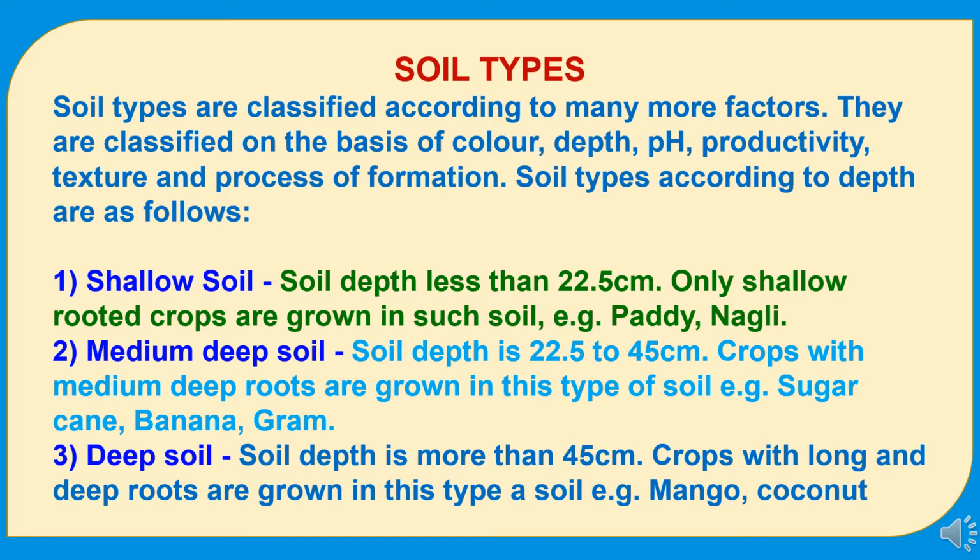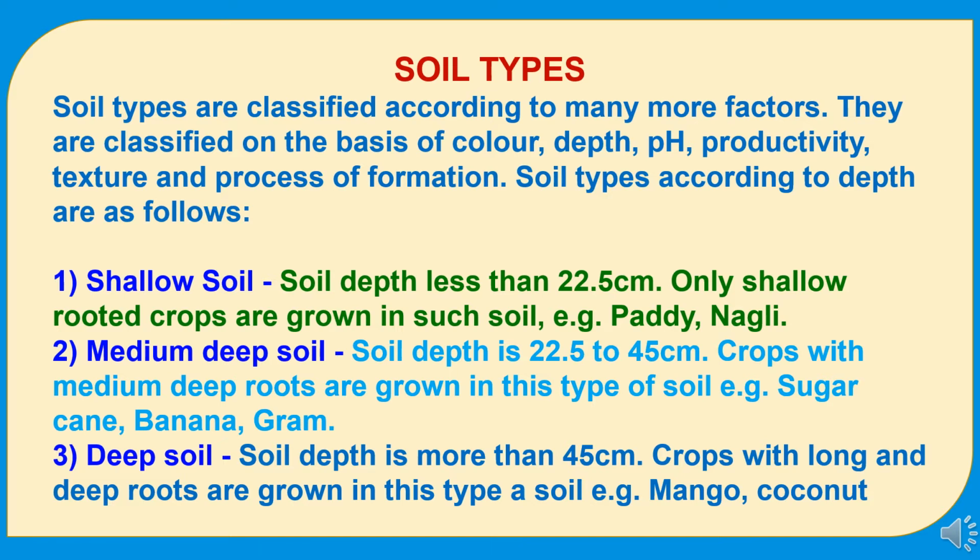First one is shallow soil, where the soil depth is less than 22.5 centimeters. In such soils, only shallow rooted crops are grown, such as paddy and nagli. In case of paddy, we go for puddling activities, which is a method of loosening the soil in water stagnation conditions, and because of this the soil becomes loose and paddy roots develop and establish well.